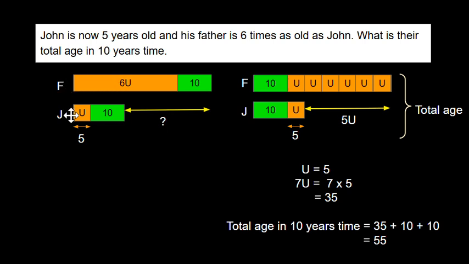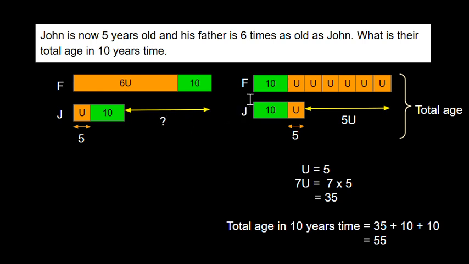So you know their current age. John is 5 years old. The father is 6 times. A lot of us will tend to say, oh, 10 years' time, so I add 10 here because the father will add 10 years, John will add 10 years. If you notice, if you draw the model this way, it can't tell you a lot of information because you cannot derive what is in between here. So this doesn't really give you a lot of information.